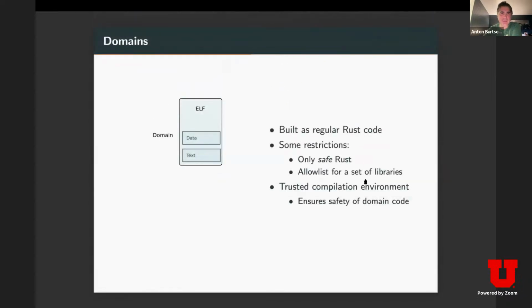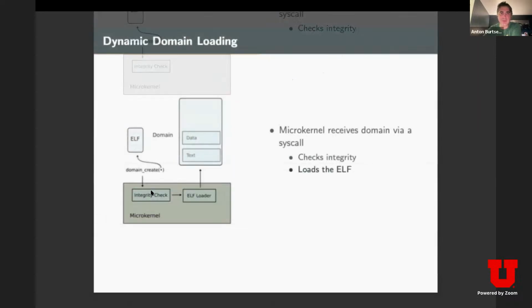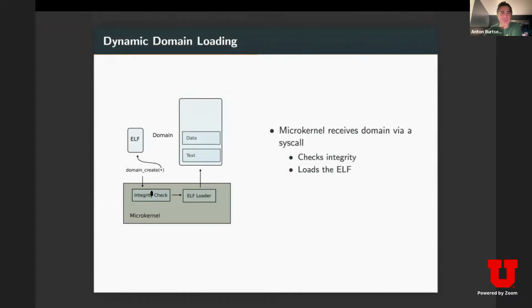We also rely on this trusted compilation environment, which essentially makes sure that we compile with a specific compiler and specific settings to make sure that safety at the level of the ABI is preserved, right? And then the microkernel has a method which says, okay, domain create, I take an ELF and go inside the microkernel, do the integrity check, meaning that I will check the signature, that it comes from a trusted compilation environment, and then use an ELF loader to create a domain which starts running the code as a user process on top of this microkernel, right?